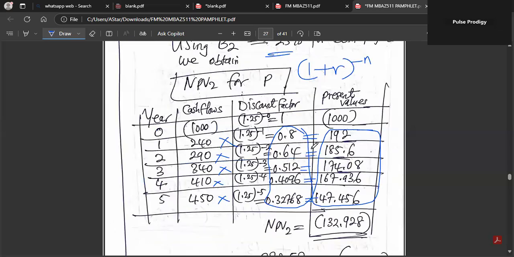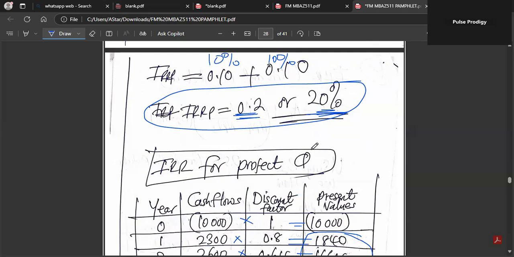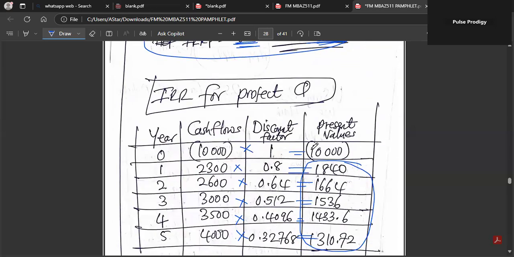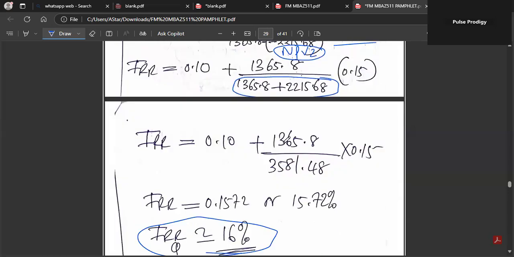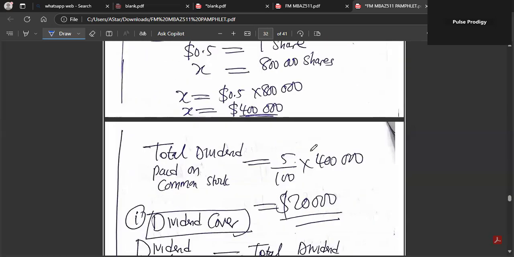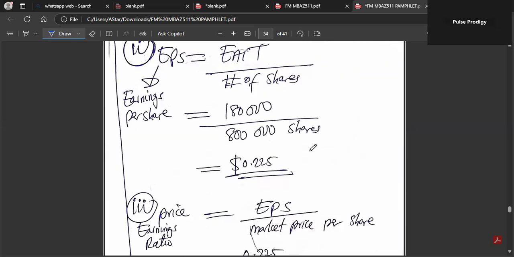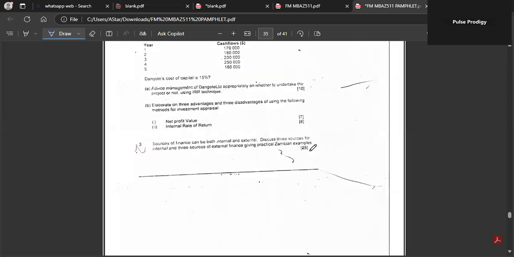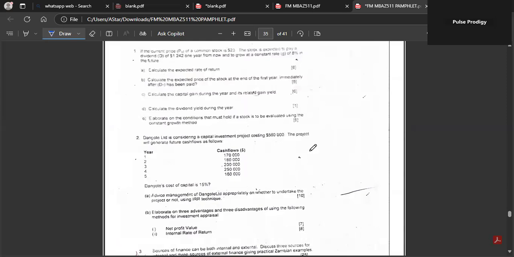So I'm sure you have understood this question. This has to do with capital budgeting. Now, I'll give you a question to try so that in the next class we'll be able to look at it.